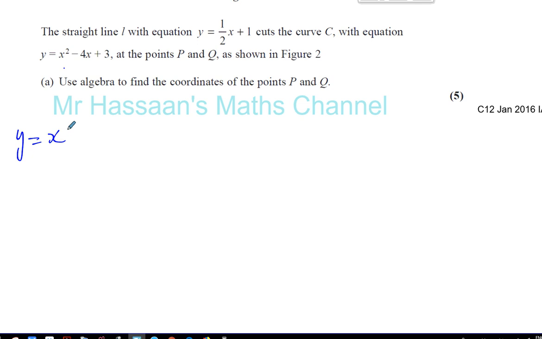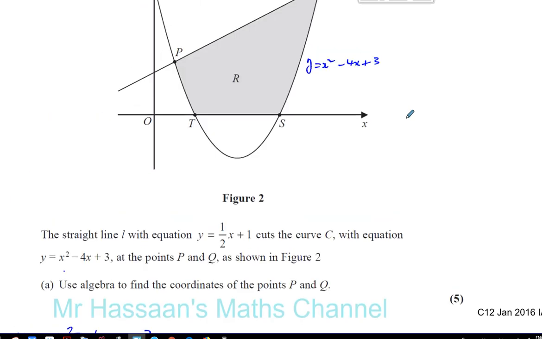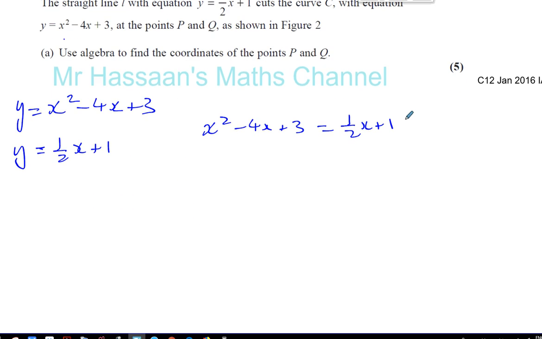We've got y equals x squared minus 4x plus 3, and we've got y equals a half x plus 1. So a simple one like this, where they're both expressed in terms of y, you can just replace the y with half x plus 1. So I can say, for example, x squared minus 4x plus 3 is equal to a half x plus 1. When they're both in terms of y, you can say, okay, I want to know when they are equal to each other. Where they're equal to each other is going to be the places where they intersect. So I need to solve this equation.